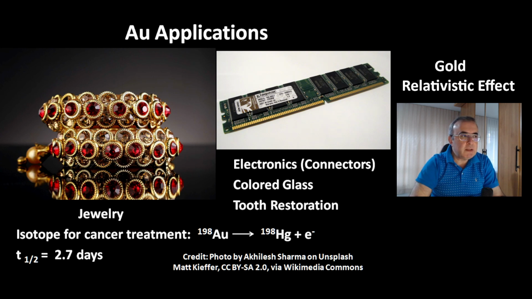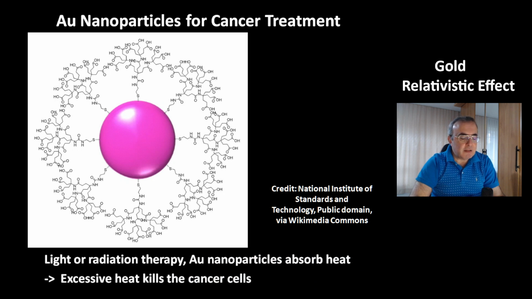There's a radioactive isotope of gold, that's gold 198. You can use the beta decay of this isotope for cancer treatment. Gold nanoparticles can also be used for cancer treatment by exposing them to light or radiation. The nanoparticles absorb the heat, and excessive heat kills the cancer cell.